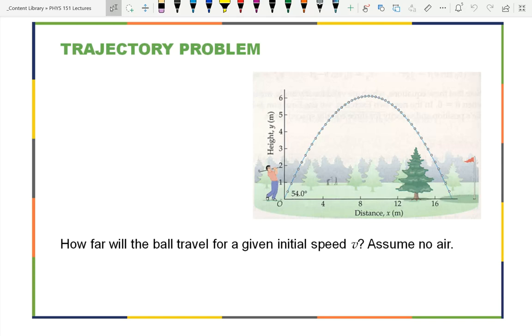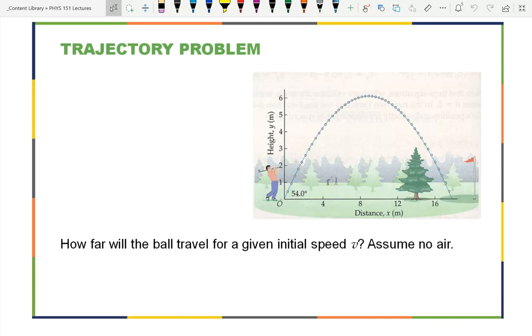So we have a problem that says, how far will the ball travel for a given initial speed v? Assume no air, which means no air resistance. Also means our golfers got to have a self-contained breathing apparatus, not a scuba. When I was in the fire department, somebody said I got to put on my scuba, and the instructor was like, we're not underwater, and that's what the U in scuba stands for.